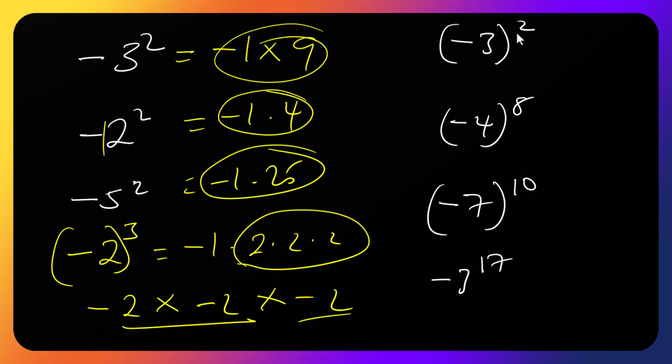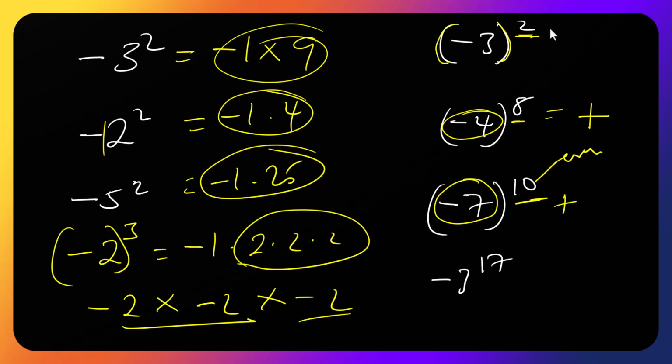So let's understand that if there's a bracket here, we pick everything here, and the power is the number of times that you go, 8. So minus 4 times minus 4, 8 times. Minus 7 times minus 7 times minus 7, 10 times. But because this power is even, your solution will be positive. So this one is even, your solution will be positive. This one is even, your solution will be positive.